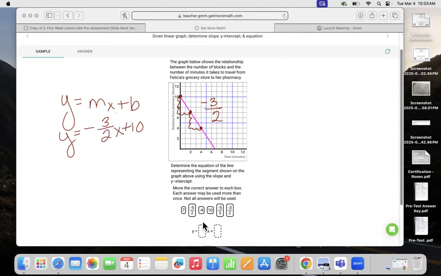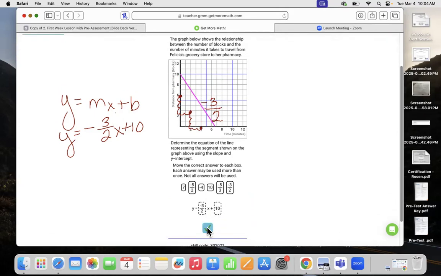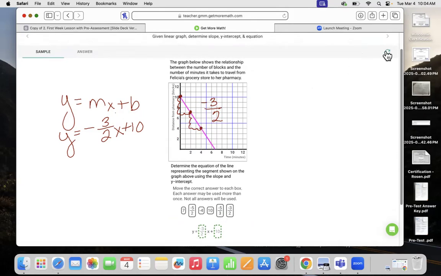And this just wants me to drag and drop. So I'm going to have negative 3 over 2, and I'm going to drag that here. Maybe. There we go. And then it's a positive 10. So yeah, there we go. And we're going to check it. And it changes the little dots to green. So I know I did it right.